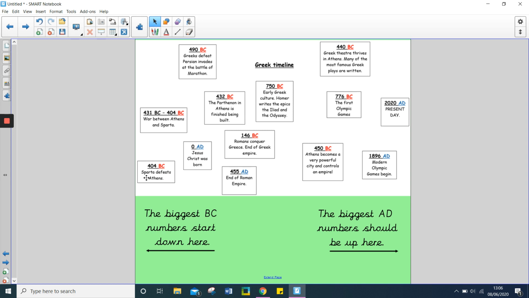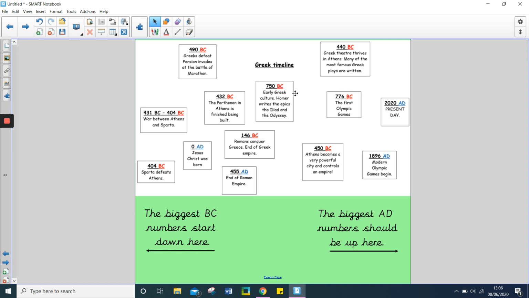404 BC, Sparta defeats Athens. 431 BC to 404 BC, a war between Athens and Sparta. 0 AD, Jesus Christ was born. 490 BC, Greeks defeat Persian invaders at the Battle of Marathon. 432 BC, the Parthenon in Athens is finished being built. 146 BC, Romans conquer Greece and it's the end of the Greek Empire. 455 AD, the end of the Roman Empire.